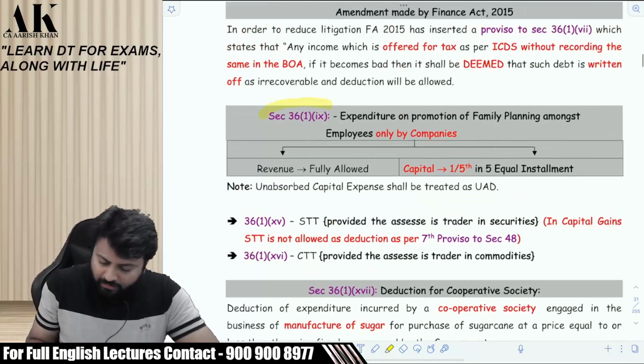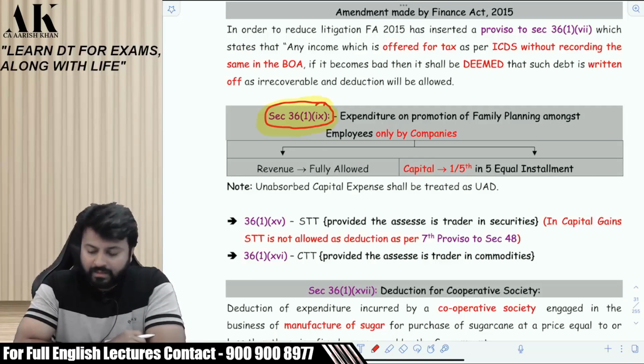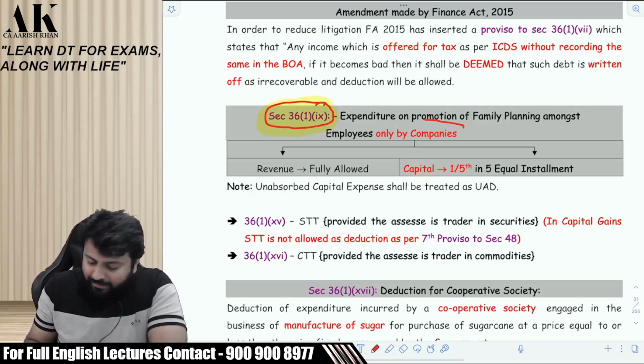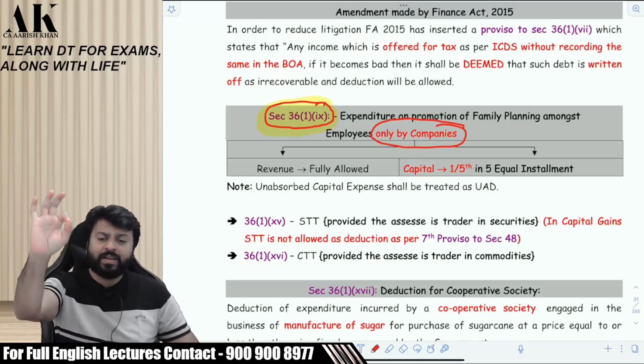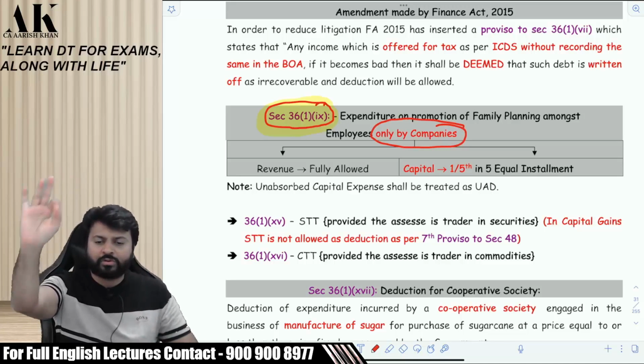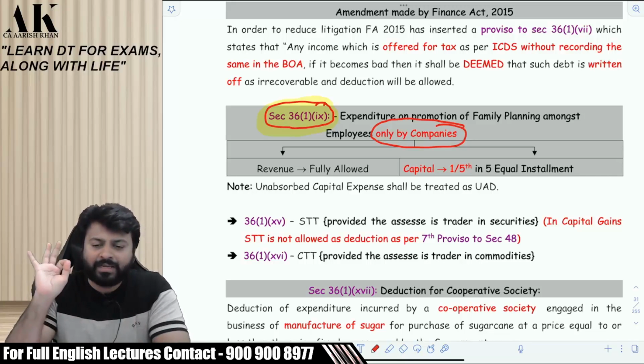Now, this 36(1)(ix), pay attention, please. Expenditure on promotion of family planning amongst employees, only by companies. Circle this. This is the first deduction we have learned so far which is available only to a company, not to a firm, not to an individual, not to HUF, not to AOP/BOI, not to other assessees. It is only available to a corporate assessee, a company.